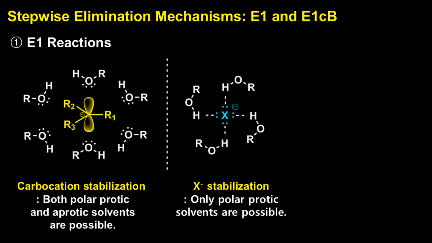In the left diagram, you can see how the solvent molecules help stabilize the carbocation. Lone pairs on the oxygen atoms in water or alcohols interact with the empty p orbital on the carbocation through ion-dipole forces or electrostatic attraction. And in the right diagram, the leaving group, now negatively charged, is stabilized through hydrogen bonding with the hydrogen atoms of the solvent. This kind of dual stabilization is what makes polar protic solvents so effective.